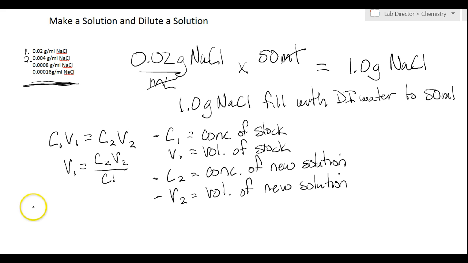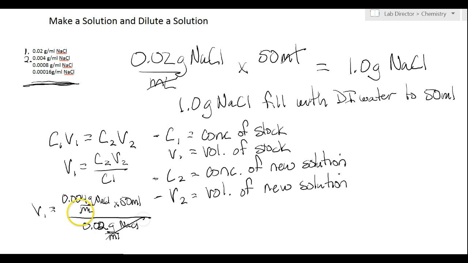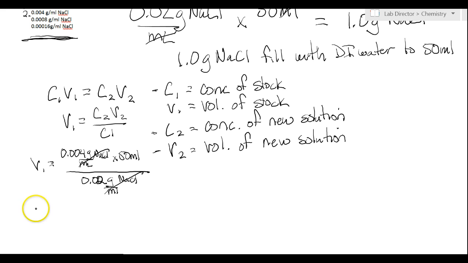And now I can just plug in all of the numbers that I know and solve for V1. So I'm going to put here V1, move it over so I have room, is going to be equal to 0.004 grams per milliliter NaCl times 50 milliliters. And the concentration of my stock is 0.02 grams. Okay, and I can see here that these units are going to cancel with those units. And so my final volume will be 10 milliliters.